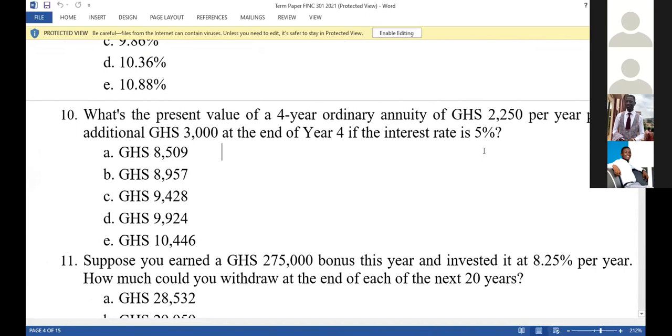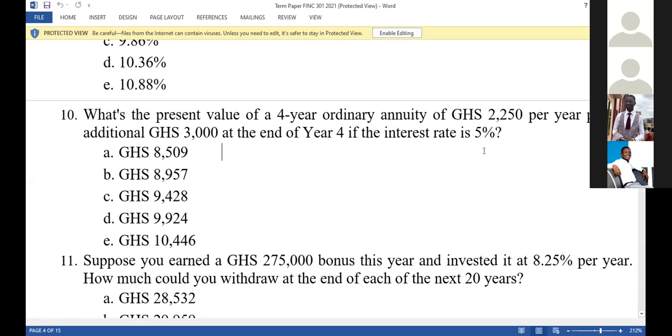Okay, yes. So the question is, what is the present value of a four-year ordinary annuity of 2,250 cedis per year, plus an additional 3,000 at the end of year four, if R is 5%? So this is the question. The first part is an annuity, and then you get an additional 3,000 lump sum, one big money, at the end of year four. If the rate is 5%, what is the present value? Start work.